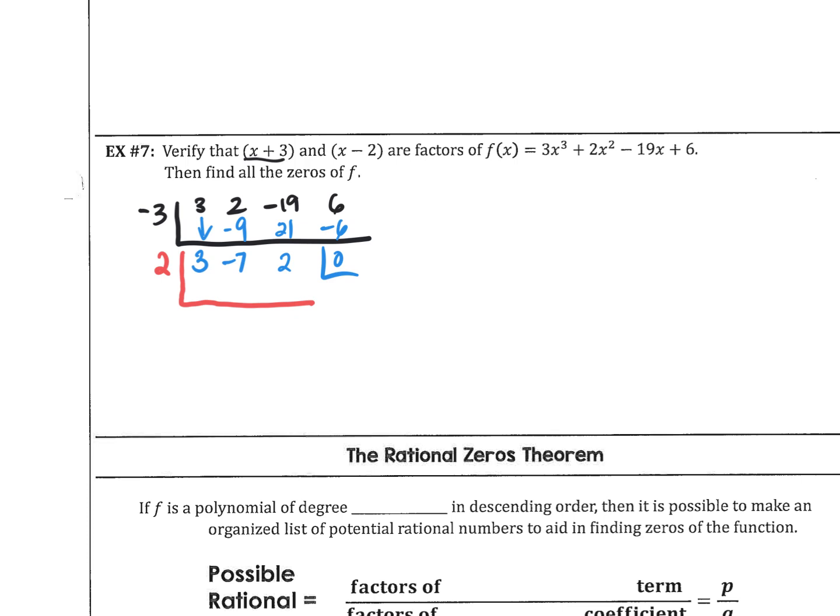So now how do we verify that x minus 2 is a factor? We're still looking for a remainder of 0. And look. I love synthetic division. It's so handy and it's so easy. And look, what's left right here is the last remaining factor.